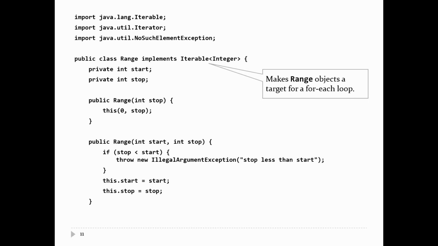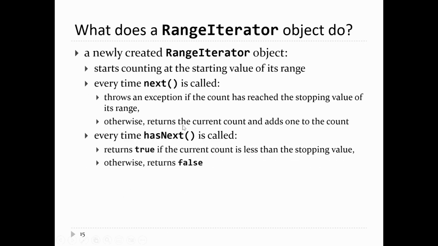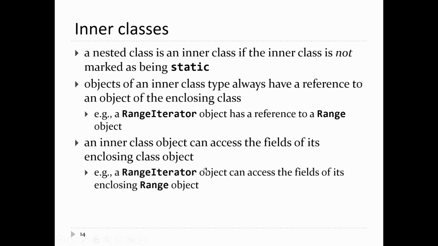The naming for it is weird, but it can see the fields. And it also makes sense in this case, right? So a RangeIterator, if it's iterating over a range, it needs to know what is the starting value of the range. It needs to know what is the stopping value of the range. And so it makes sense that it needs to be able to see the fields of the enclosing class.